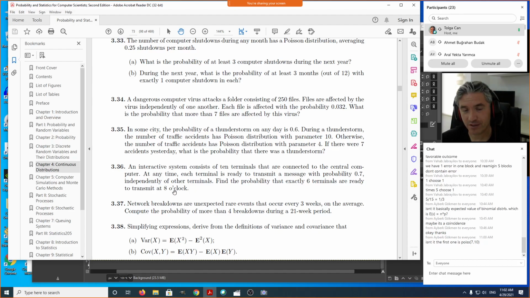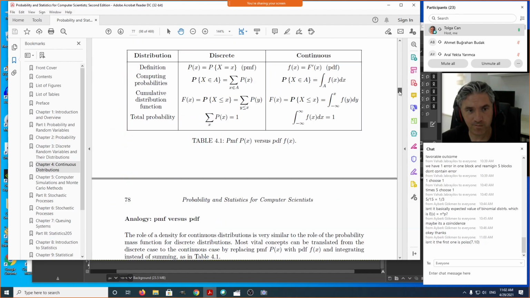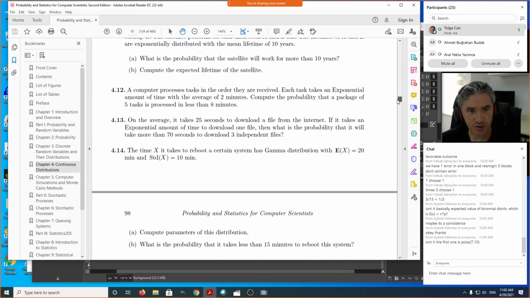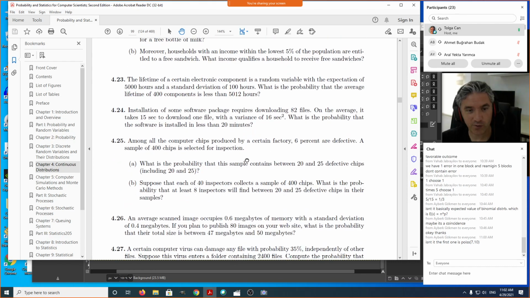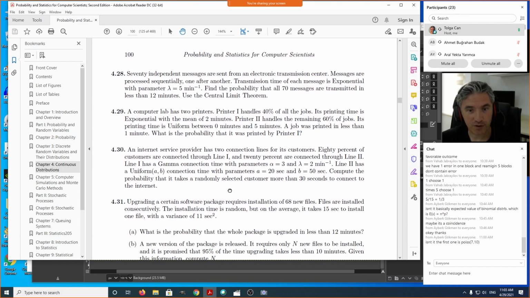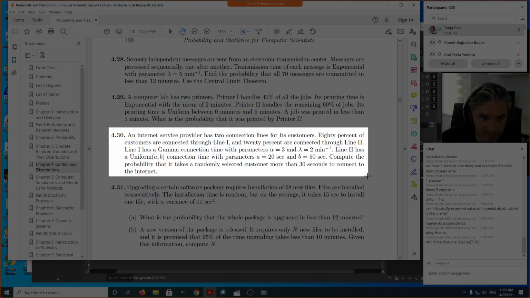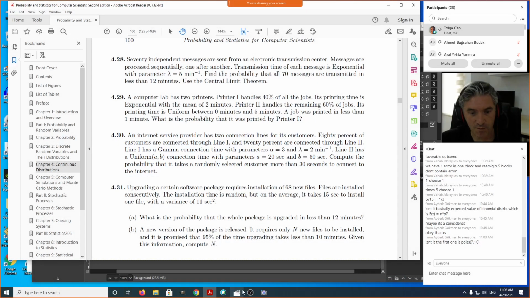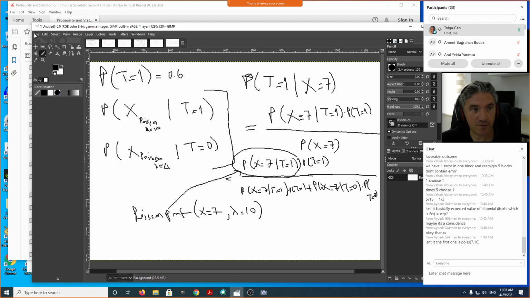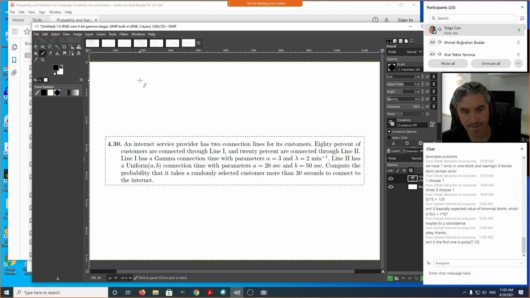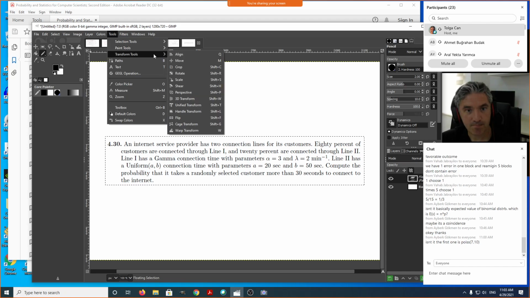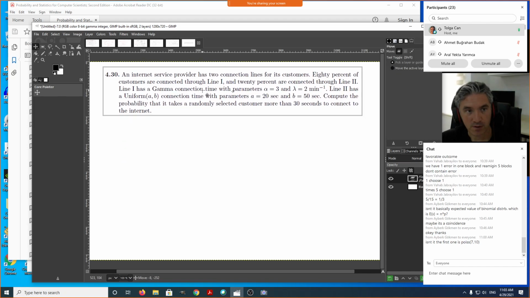There's one other interesting question that I was asked, which was chapter 4 and question 30. So this is also interesting, where we have two different distributions for something. For one variable, we have two distributions. So how are we going to solve this? So let me copy this one. For 30, I'm copying onto GIMP.